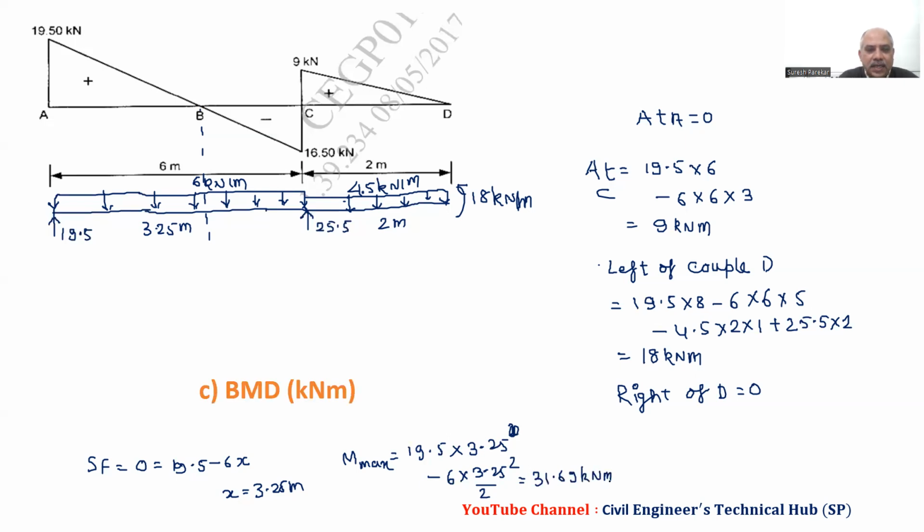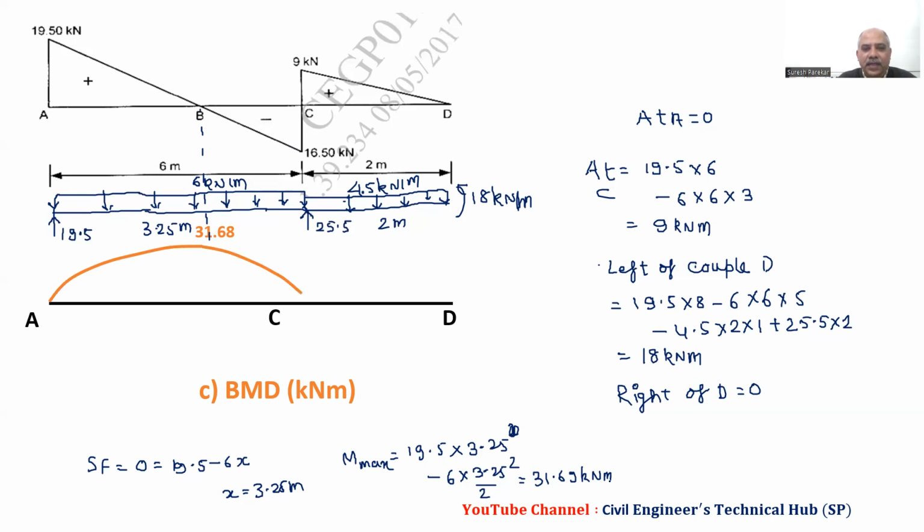Now we will see it. So we have BMD 31.68, which is at B. Then at C we have plus 9, so 9 kilonewton meter. And then we have 18 over here, and then 0 at D. So likewise we have to go. Now this 18 you can consider anywhere. I have considered the end, so we do not have anything in the calculation inside.